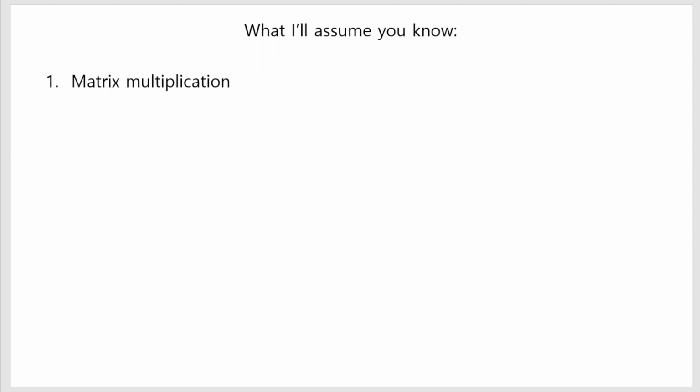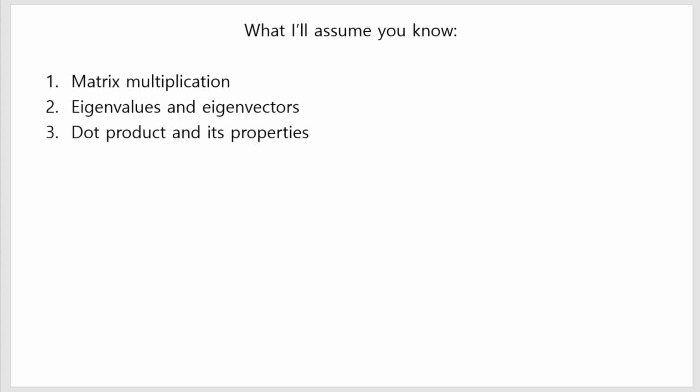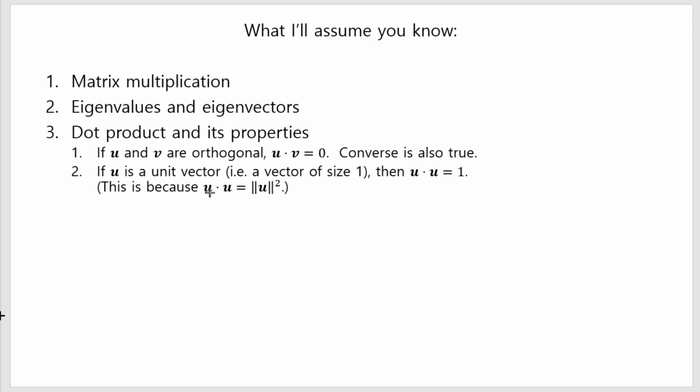All right. Of course, I will be assuming that you know some basic stuff, like how to multiply matrices and how to compute eigenvalues and eigenvectors. You need to know some properties of the dot product, and I'm thinking of two properties. The first one is if you have u dot v equals 0, then the two vectors are orthogonal to each other. And also vice versa, if you have two perpendicular vectors u and v, their dot product will be 0. Okay. And another important fact is that for any vector, u dot u is the norm squared.